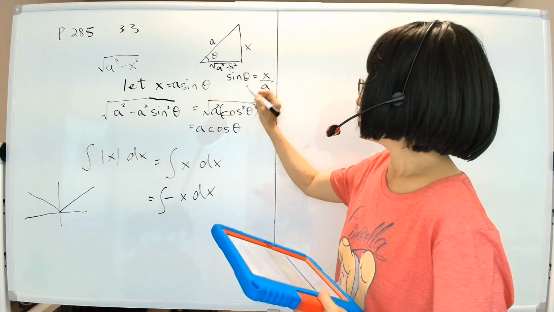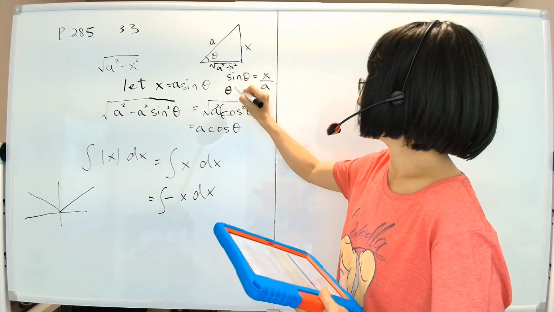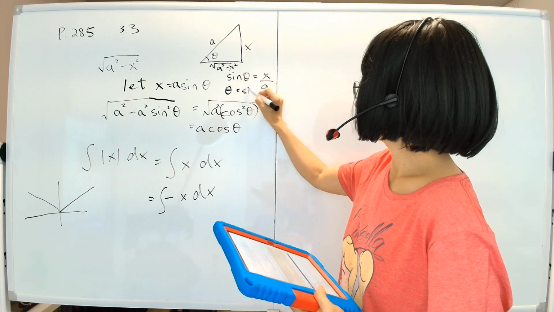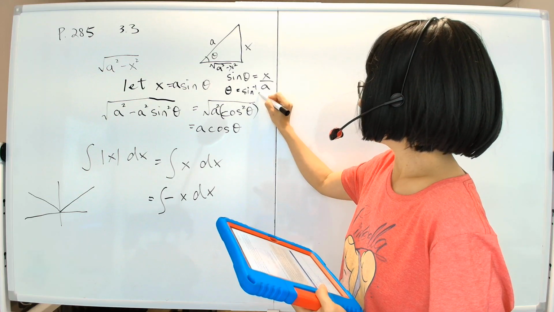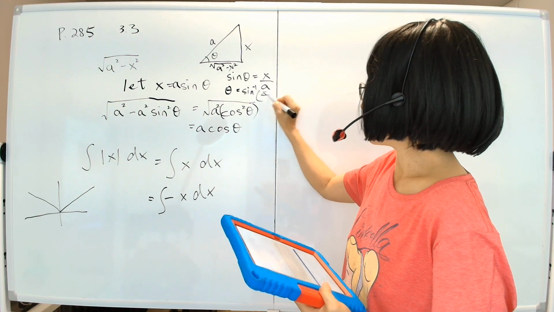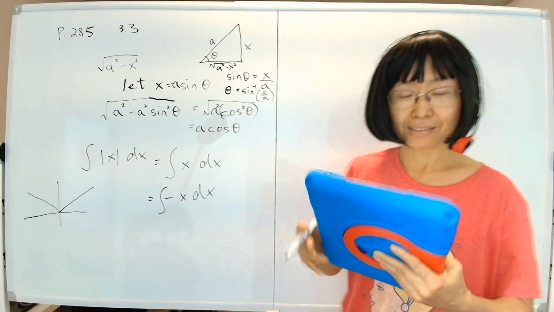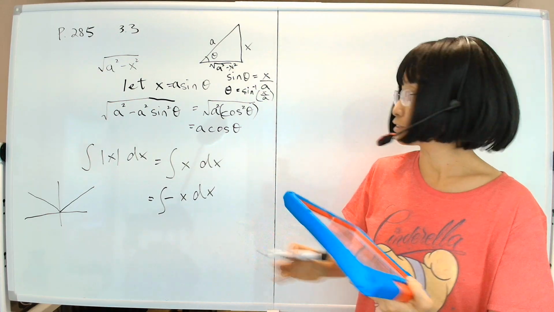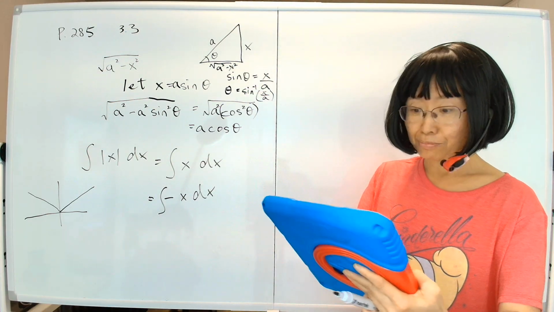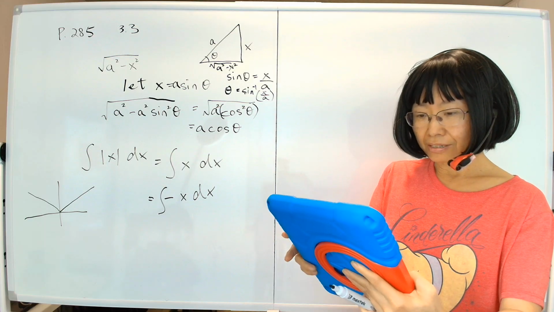The general idea is that theta itself, of course, is the inverse sine. If you have to, theta is sine inverse of x over a, in case you need that. But that's just a quick review of basic trigonometric facts.